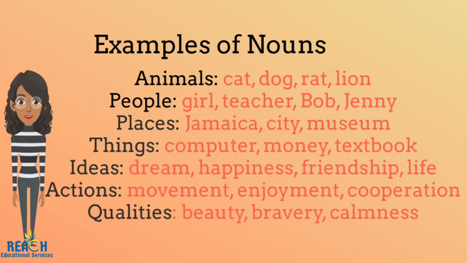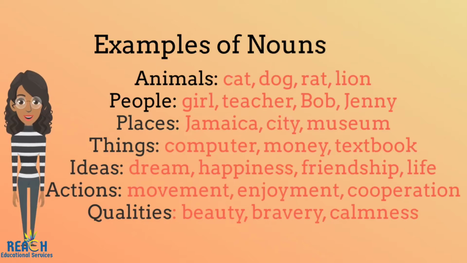People: girl, teacher, Bob, Jenny. Places: Jamaica, city, museum. Things: computer, money, textbook. Ideas: dream, happiness, friendship, life. Actions: movement, enjoyment, cooperation. Qualities: beauty, bravery, calmness.